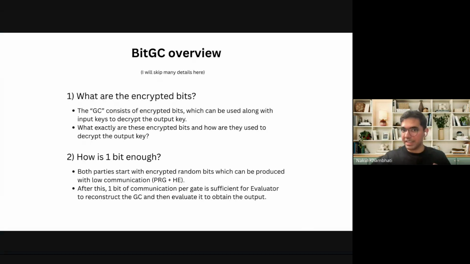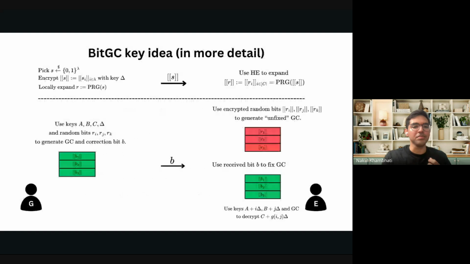I will skip a lot of details here. I'm going to answer two main questions. What are these encrypted bits? Answering Andrew's earlier question, we said this GC consists of encrypted bits. What exactly do they look like? And how are they used to decrypt the output key? And how is one bit of communication enough? Both parties here started with encrypted random bits, which I said can be produced with constant communication. And then just one bit of communication per gate is enough for the evaluator to reconstruct the GC. How do we do this?